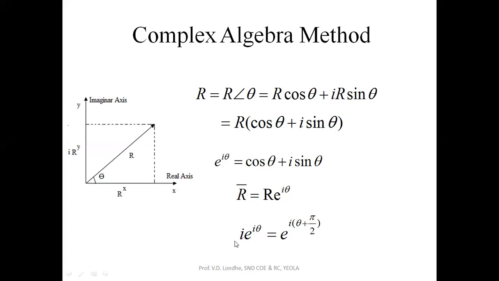Generally, i into e raised to power i theta is given as e raised to power i (theta plus pi by 2). Whatever unit vector you have shown, the direction of that unit vector will be at 90 degrees to the original position. For this vector, this will be the baseline, and from this you plot the unit vector like this at the 90 degree position.